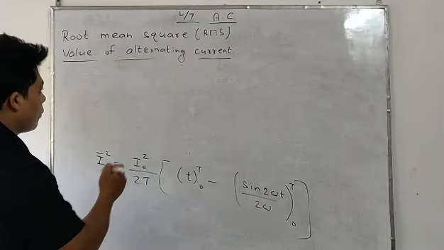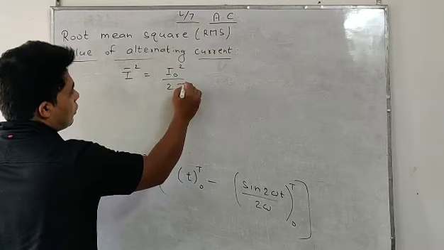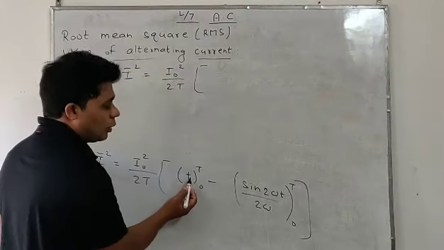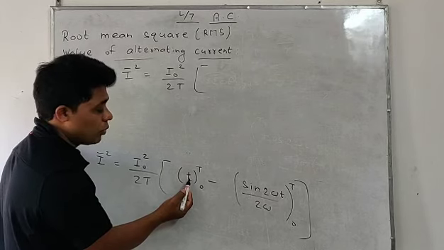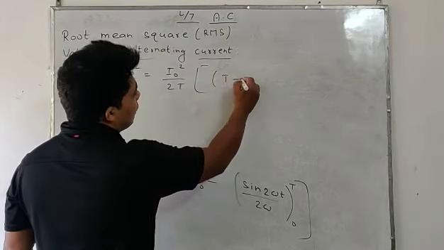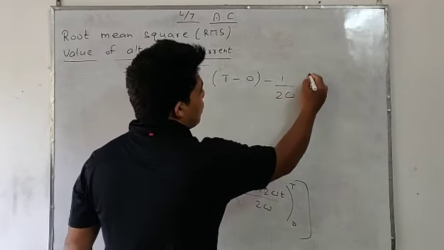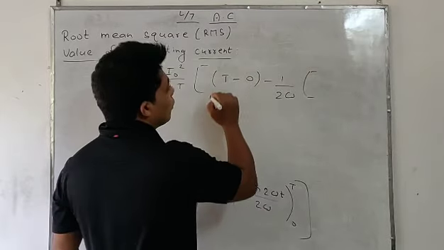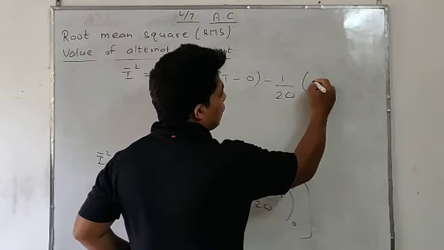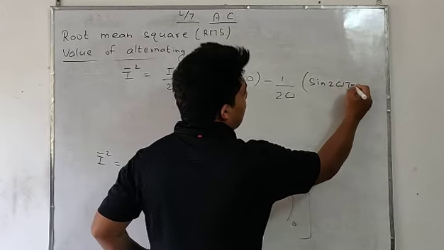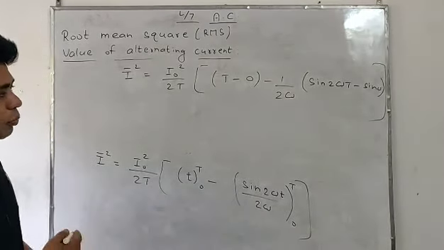Look at I bar square equals I naught square by 2T. How can you put the limit? For putting the limit, we have the method: upper limit minus lower limit. So instead of small t we put upper limit T, then minus the lower limit 0. Minus 1 upon 2 omega is outside. Now put the limit. Instead of t we put upper limit: sin 2 omega capital T minus sin 0. On putting the lower limit we will get 0. And 2 omega comes outside.